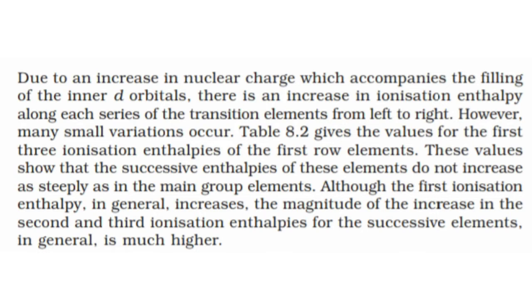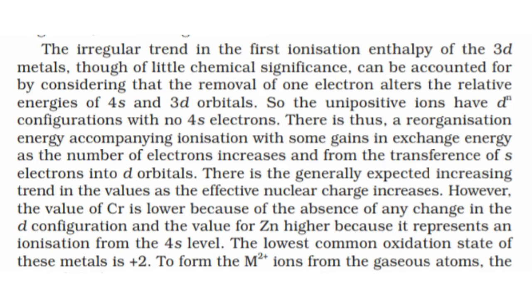The magnitude of the increase in the second and third ionization enthalpy for the successive elements in general is much higher. The irregular trend in the first ionization enthalpy of the 3d metals, though of little chemical significance, can be accounted for by considering that the removal of one electron alters the relative energies of 4s and 3d orbitals. So the unipositive ions have d^n configurations with no 4s electrons. There is thus a reorganization energy accompanying ionization with some gain in exchange energy as the number of electrons increases, and from the transference of s electrons into d orbitals.